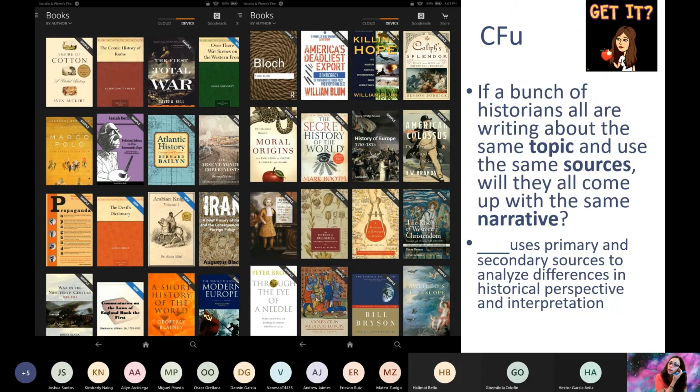All right, so up on the slide is a bunch of books that I use to write my history classes, actually. And here's my question for y'all to see if you got it. If a bunch of historians are all writing about the same topic and they all use the same sources, will they all come up with the same narrative? And I'll be super impressed if you can give me a reason too. So I'll give y'all a minute to type your answers into the chat and then we can hit enter.